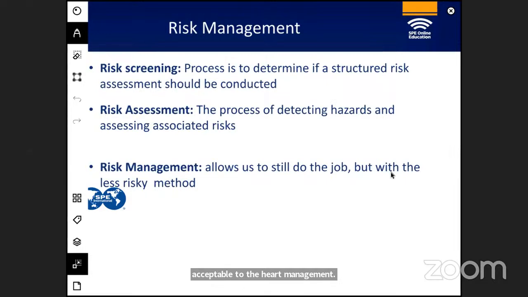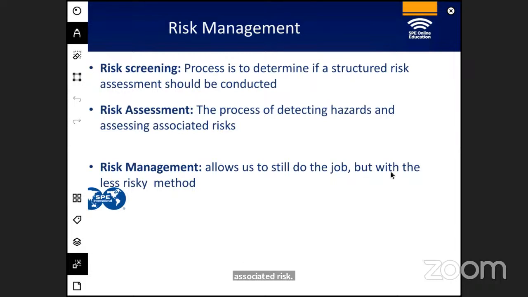So risk management will start from risk screening, then we do a risk assessment, and then risk management. So these are primarily the three steps of how we do our risk management. So it's a process. Risk screening is the first level of identifying the risk. It's the process to determine if a structured risk assessment should be conducted, or we can just segregate the risk as low or high, and then we perform a detailed risk assessment. And detailed risk assessment will involve the process of detecting the hazard and assessing the associated risk.